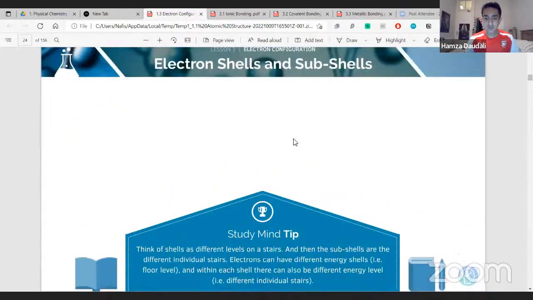But the best way to do this is to think of shells as different energy levels on a staircase. So if you imagine, I don't know if anyone has ever seen this. Let me know if you have seen this before.